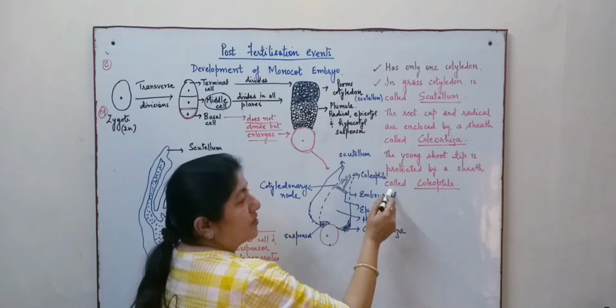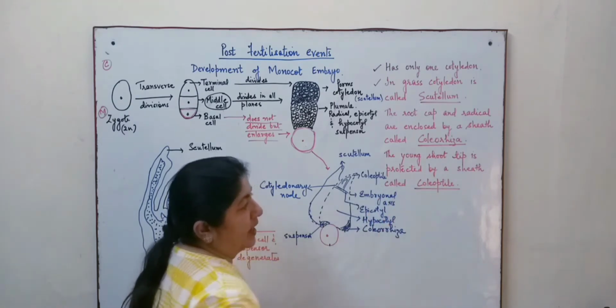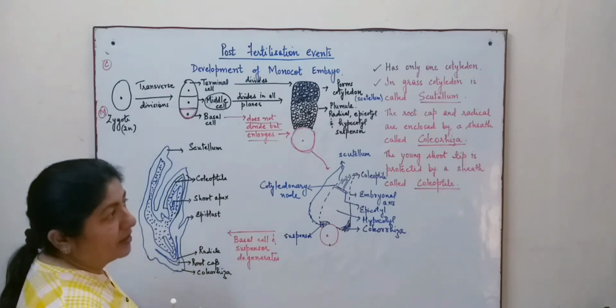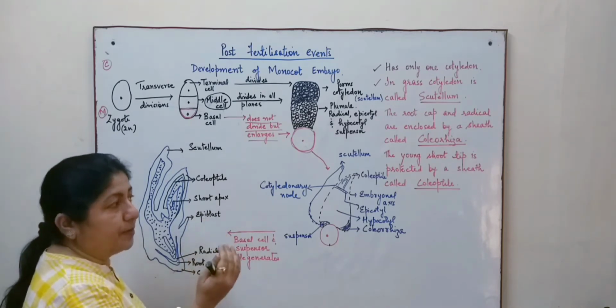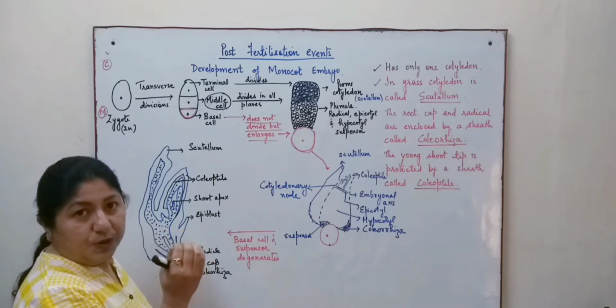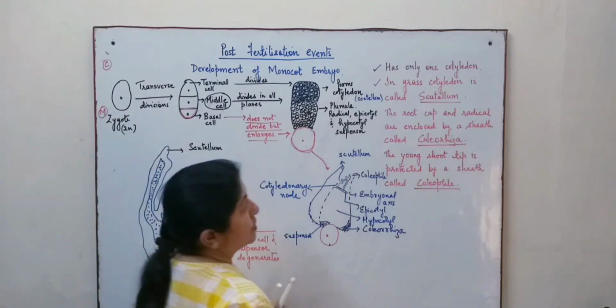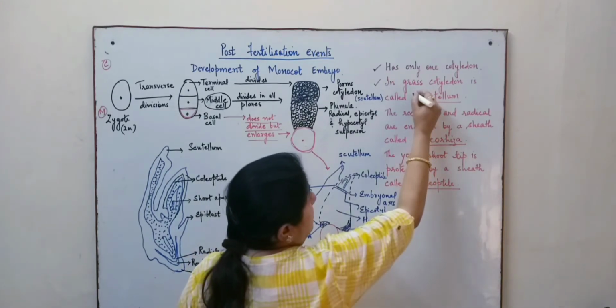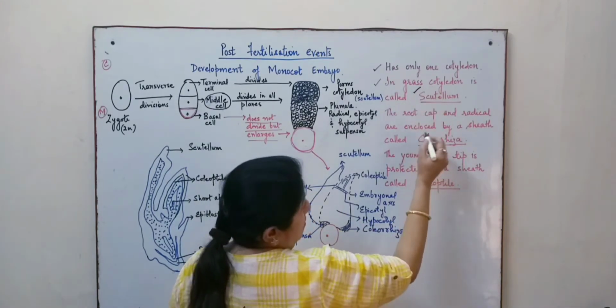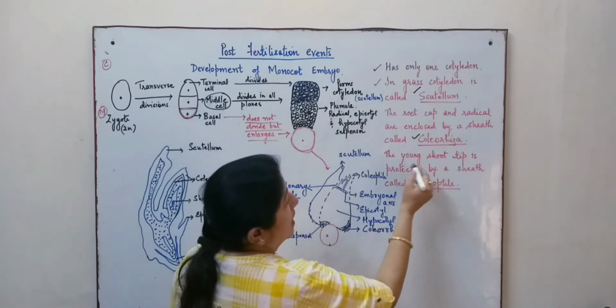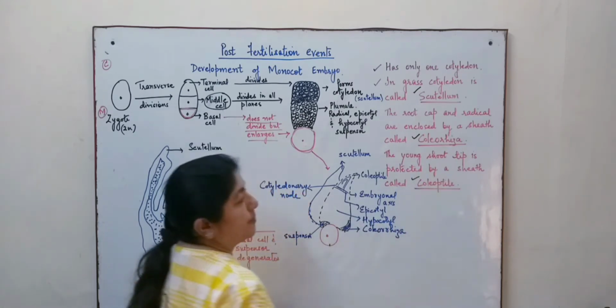protected by again a sheath which is known as coleoptile. So coleoptile is again a sheath which is present on the young shoot tip, which will protect the developing young shoot. So here we have a few terms: scutellum, which is the cotyledon, the coleorhiza, which is covering the radicle and the root cap, and the shoot tip is protected by coleoptile.